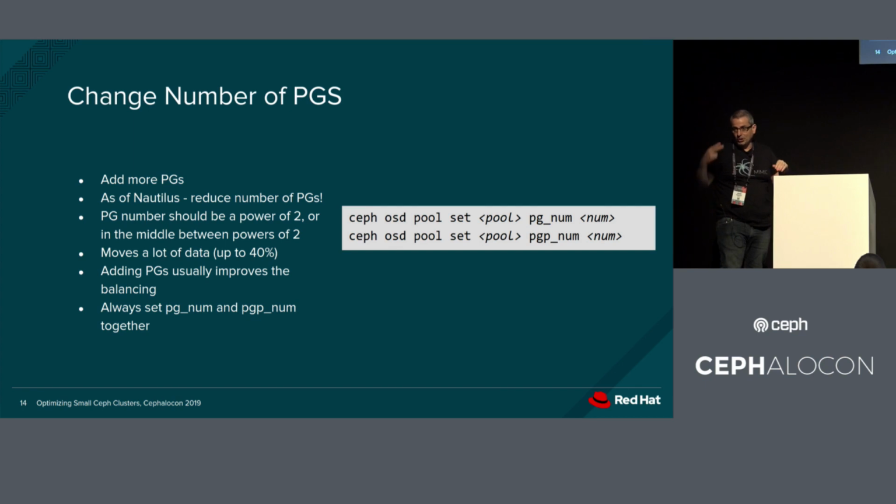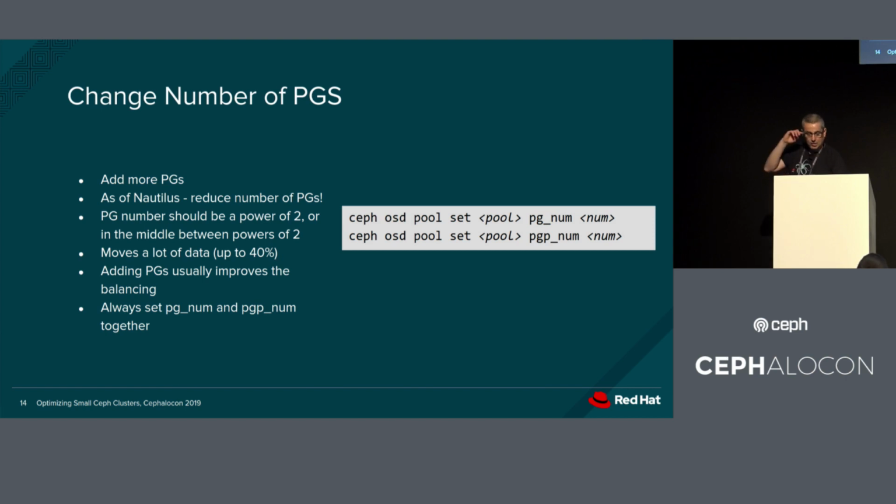As before, you need to issue 2 commands, not 1. pgnum and pgpnum should have the same number. If you enlarge only pgnum and not pgpnum, then the algorithm cannot move enough data, so it won't improve the balancing. That's basically everything here in this slide.